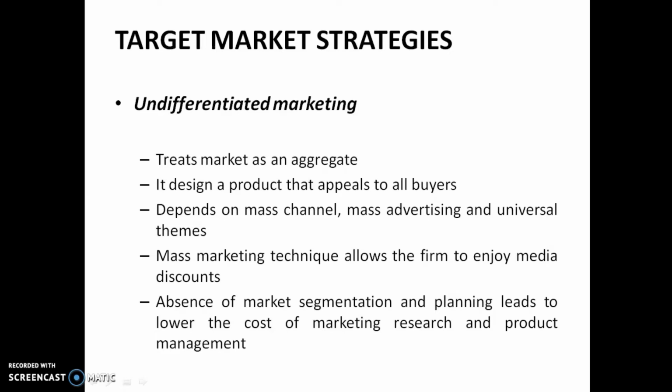So let's go through what undifferentiated marketing is. They treat the market as an aggregate. That is, they will treat the market as a single segment. It designs a product that appeals to all buyers. So the marketers design a particular product which appeals to all the buyers. It depends on mass channel, mass advertising, and a universal theme. Since a particular type of product is available for mass consumers, this type of marketing always depends on the mass channel, mass advertising and universal theme. That is, the theme for that particular product will be universal.